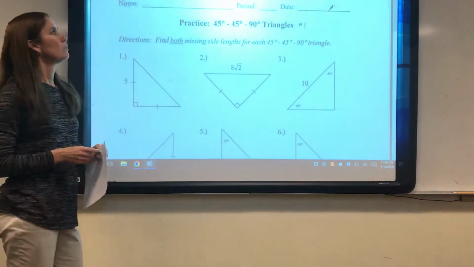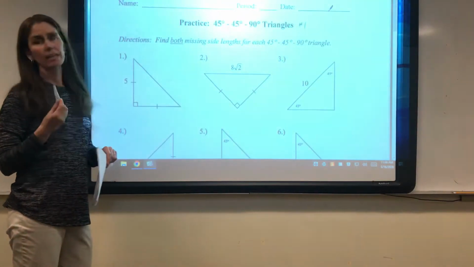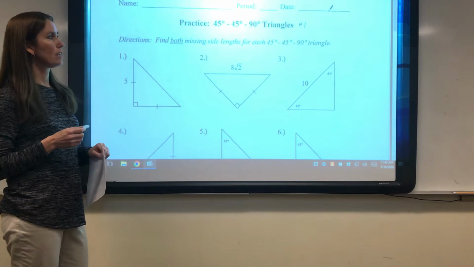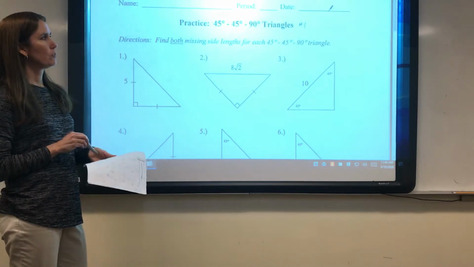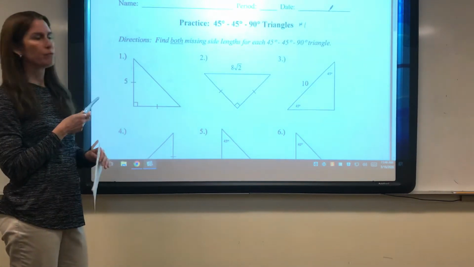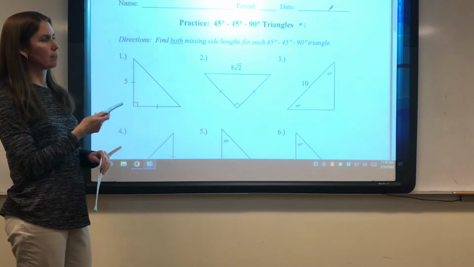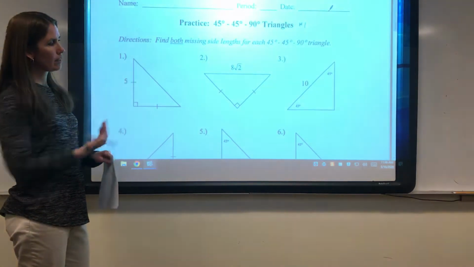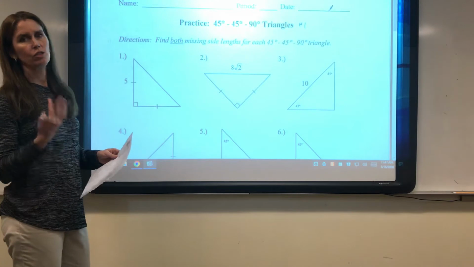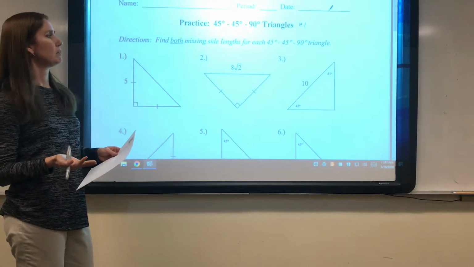A few more examples with you of 45-45-90 and 30-60-90 triangles. I'm going to do a few here of the 45-45-90. We'll do the first 6 together, and then I'll let you try the bottom 6, but then you can check it with mine on Canvas if needed.